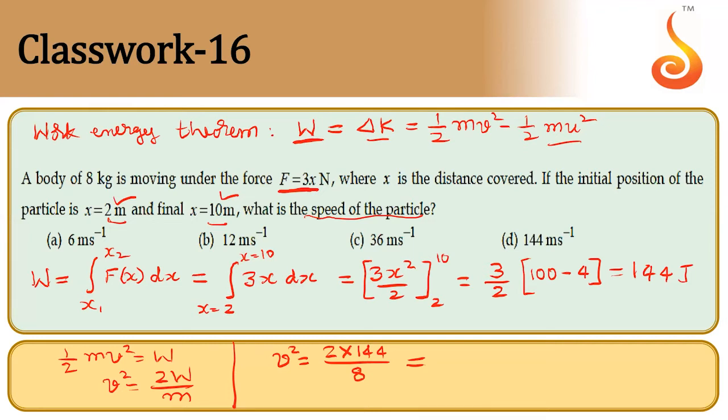So that will be 36, which implies v is equal to 6 meter per second. That is option A. So you are applying force on a particle. Force produces work. Work changes the kinetic energy. So because of the kinetic energy change, there will be a change in the speed of the particle.